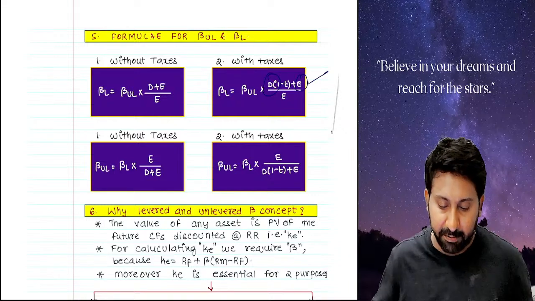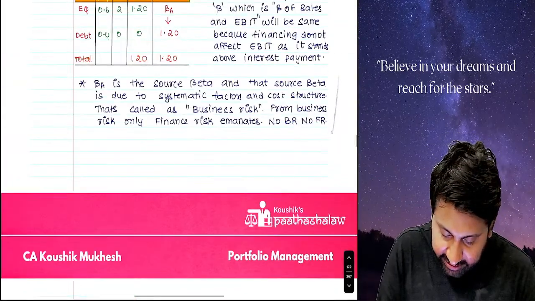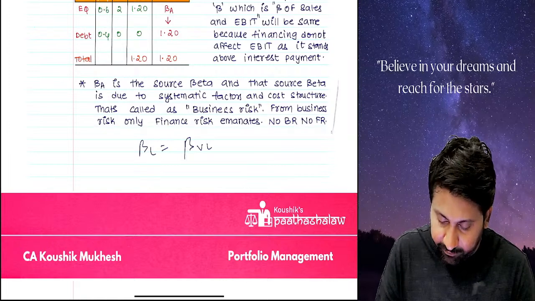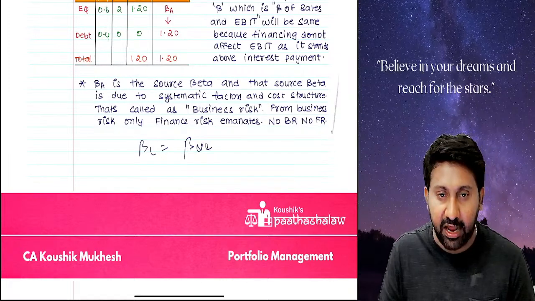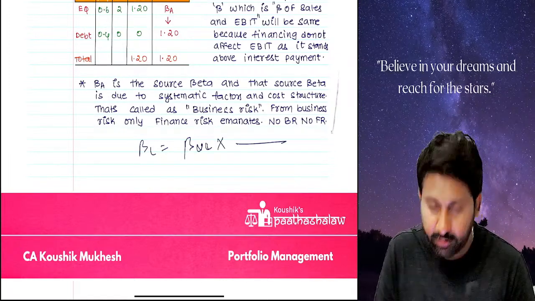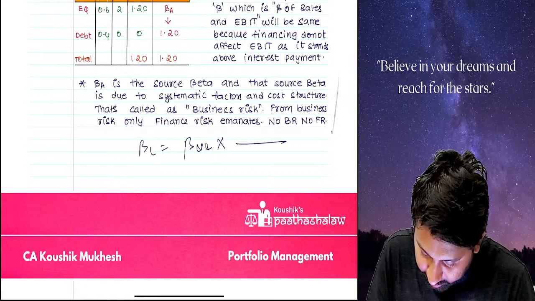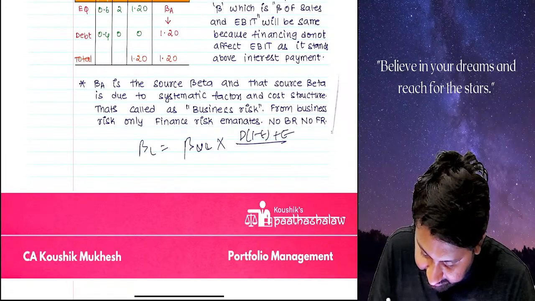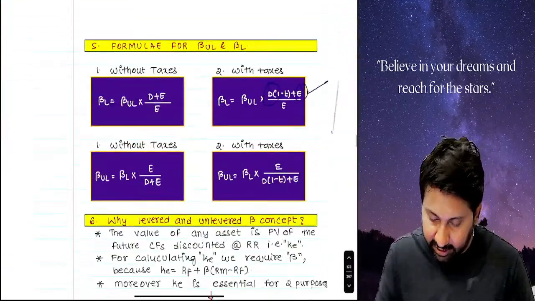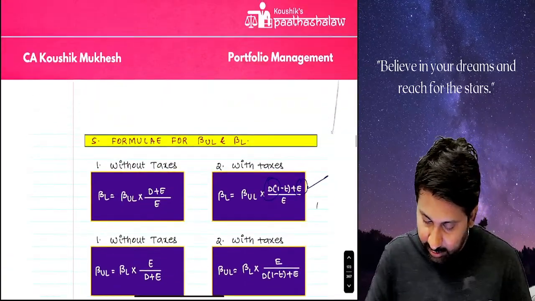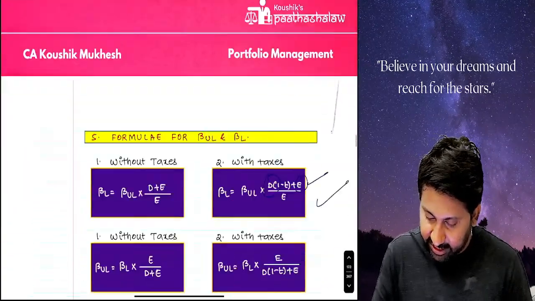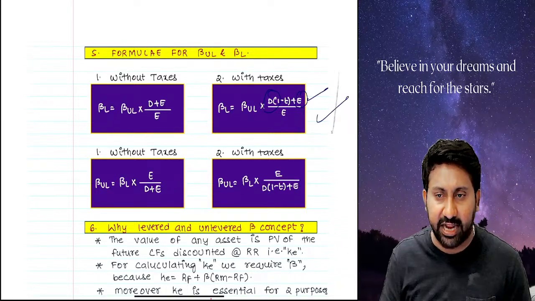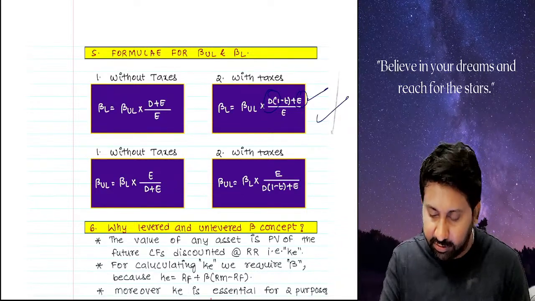Okay, simple formula. Tell me, what is the levered beta formula? Beta levered equal to beta unlevered into D into 1 minus T plus E, divided by E. That's the formula. With the tax. Without tax, you need not write the tax. Generally, in all the questions, tax will be given.